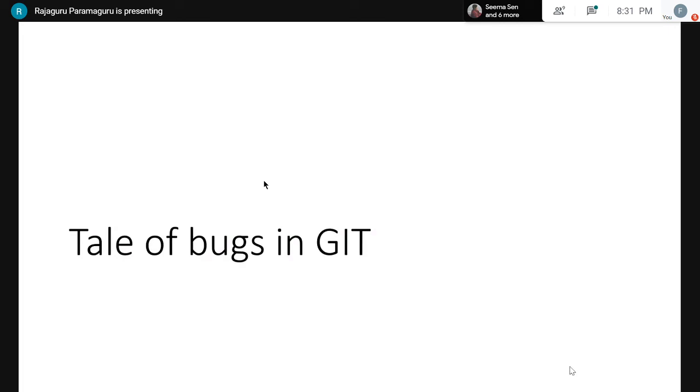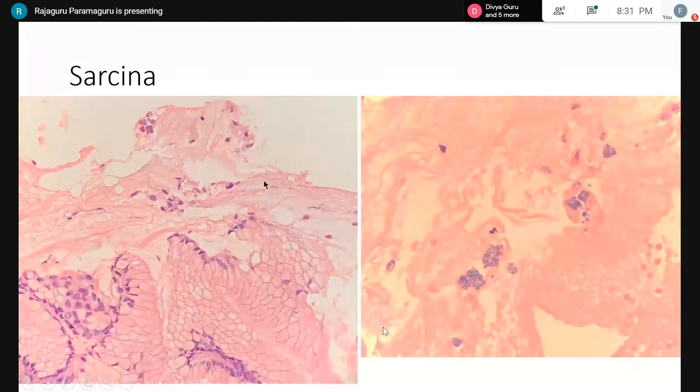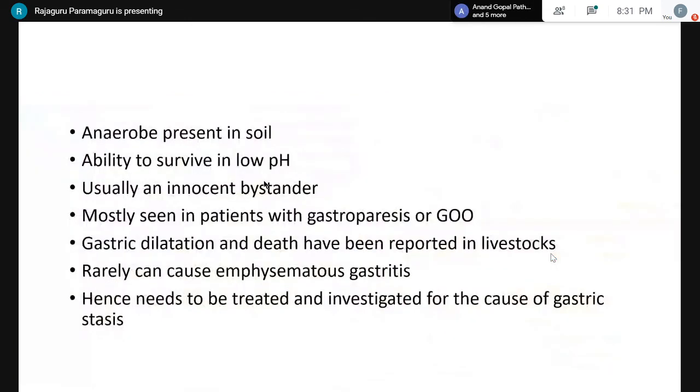Quickly, we'll move on to the infectious. Last time we had a question about Sarcina ventriculi infection, and the significance of that. This is from a female patient of 60 years, where we found organisms in tetrad or octet configuration, typically cocci, seen on the surface of the gastric epithelium. These are nothing but Sarcina ventriculi infection.